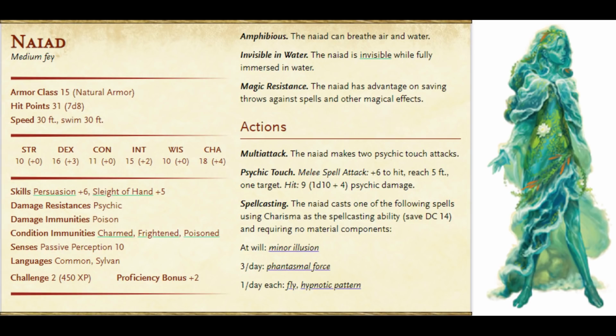Now, as a druid, you probably don't have Phantasmal Force, Fly, or Hypnotic Pattern. But now you do. The DC isn't fantastic, but 14 isn't bad. And of course, if we cast Fly, we don't care about the DC. So just some nice spell options here. Single creature, but well worth it when you need these spells.